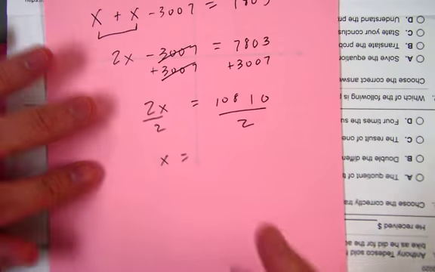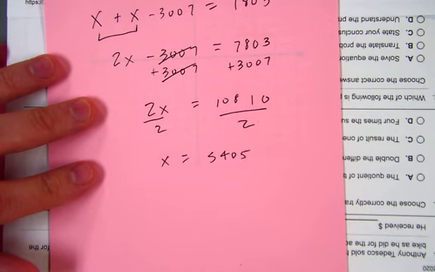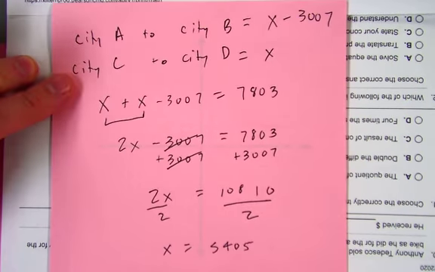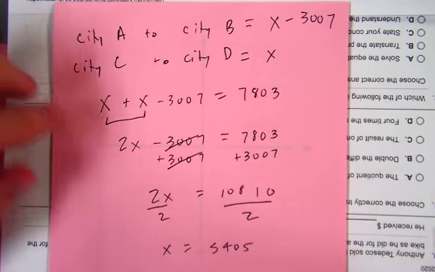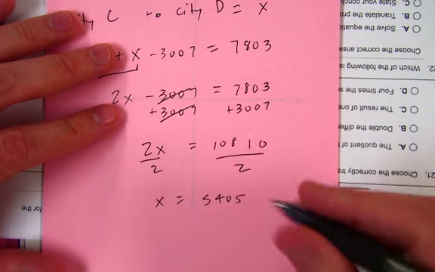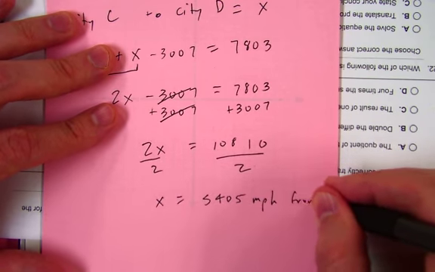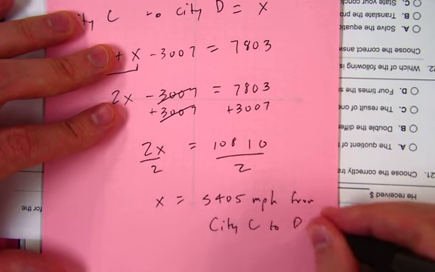Oops, sorry. What is that? 5405. Okay, and so what did I find? Again, this is where it's really nice to have this setup to come back to. I found x. Well, x is the distance from city C to city D. So this is 5405 miles from city C to city D.